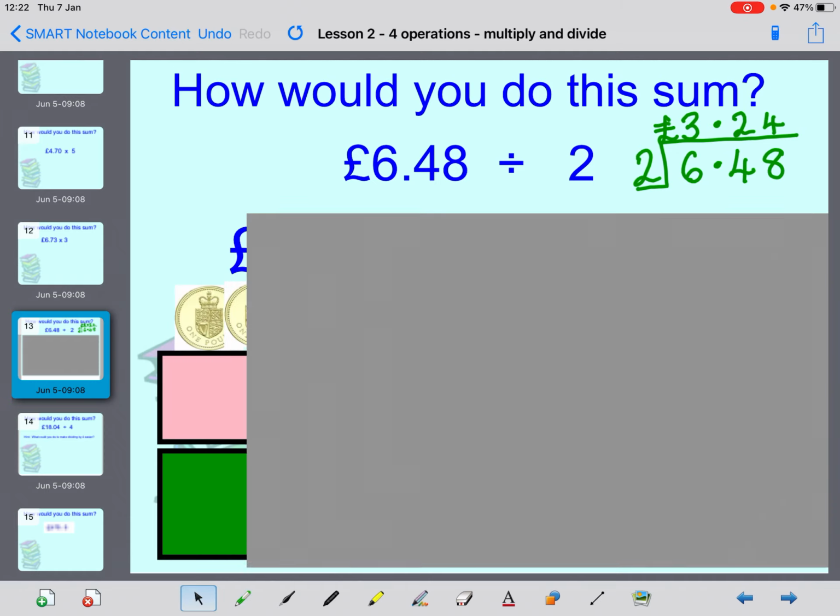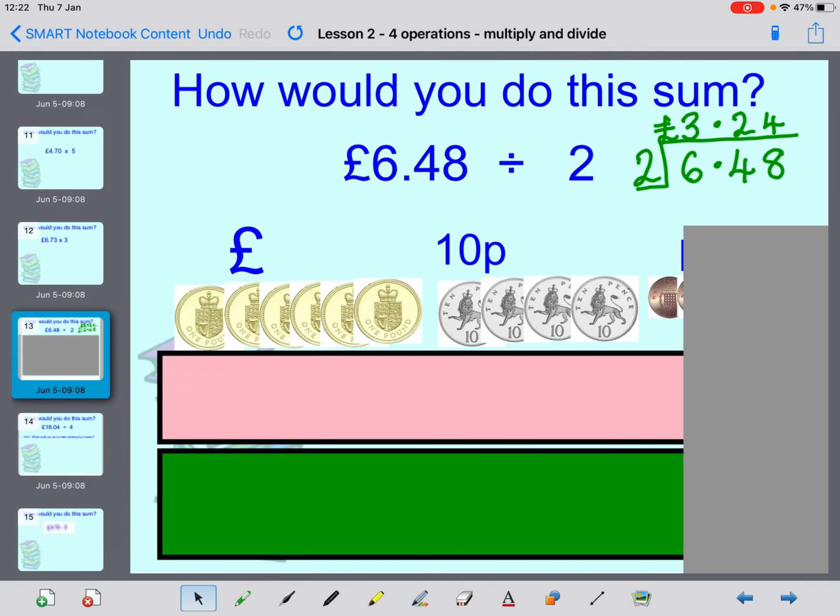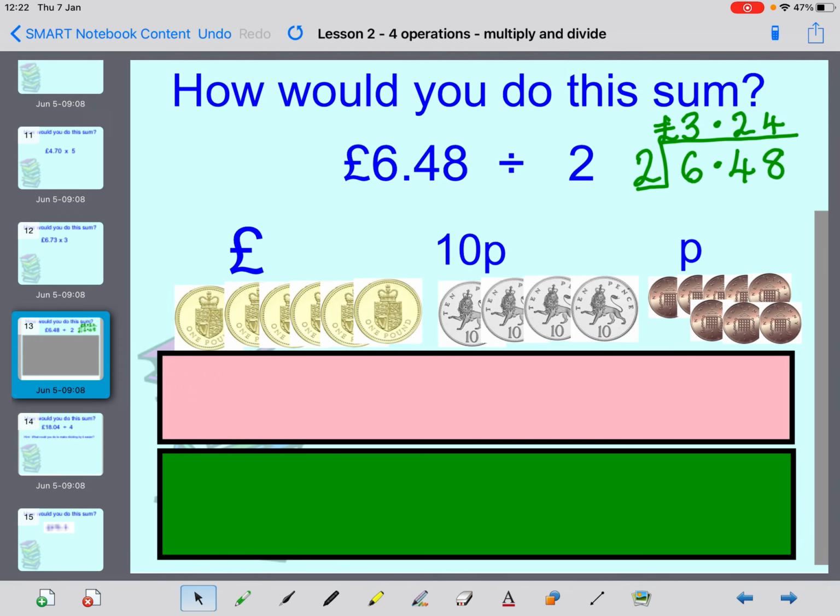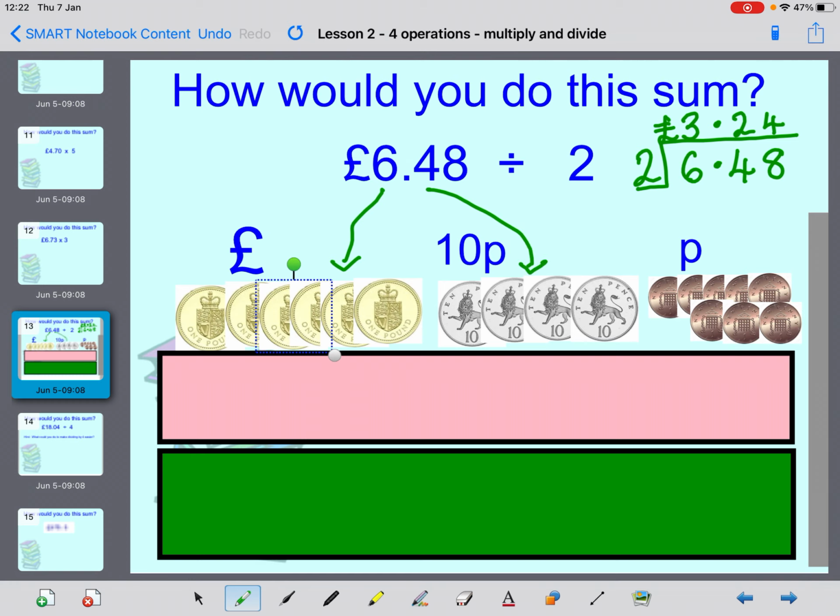Okay, but if you're going to do it, thinking about sharing things out, here I've got 1, 2, 3, 4, 5, 6 pound coins, and then I have got my 40 pence, and then I've got my 8 pence. So what I'm going to do with these, I'm going to share them out between the pink and the green box. So 1 for you and 1 for you.